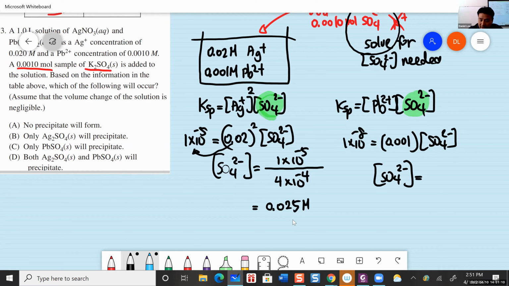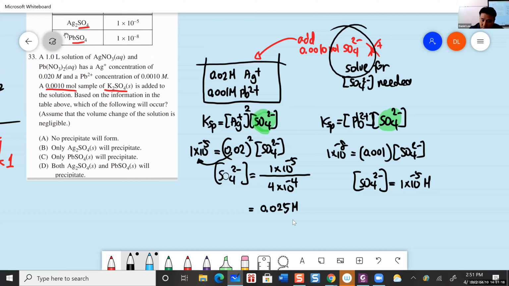So this is 1 × 10⁻¹. So what does this mean when you solve for sulfate? This is the sulfate concentration needed to precipitate PbSO4, like this one, yeah? Because you solve for the sulfate that is required to reach equilibrium.